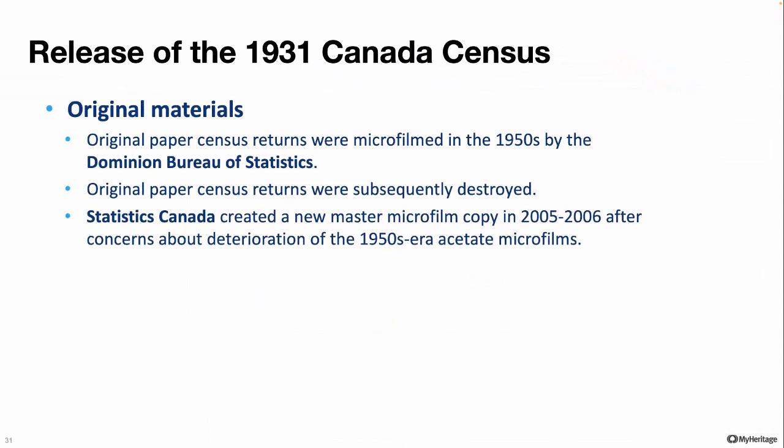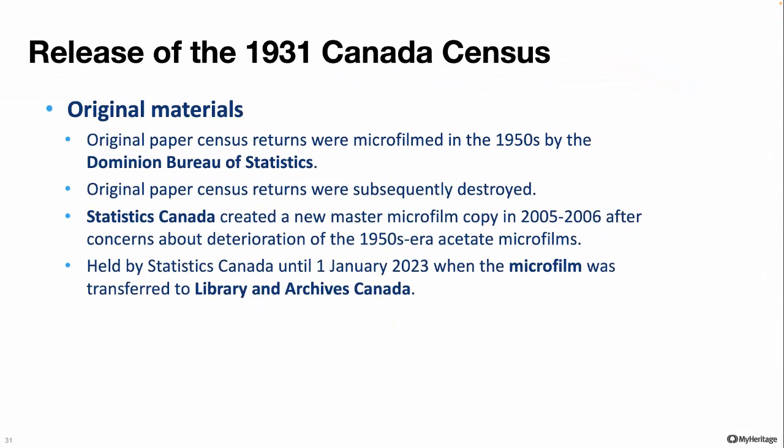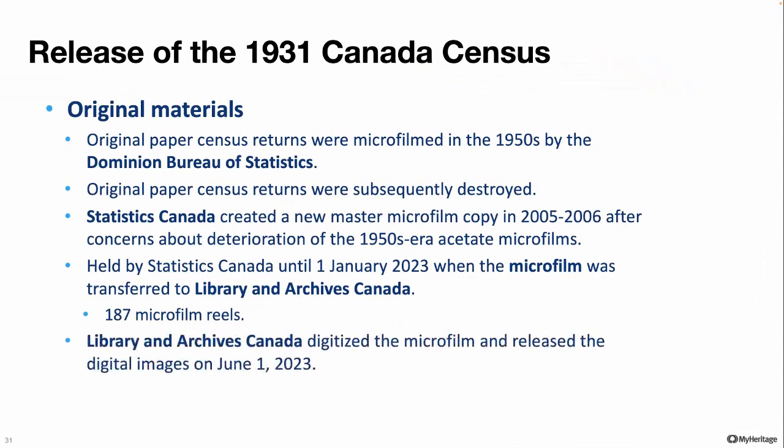And so thankfully, the Canadian archivists realized that this was a risk, and maybe they had indication this was starting to happen. And so they did make a new master microfilm copy. That copy was held by Statistics Canada until January of this year, when the microfilm was transferred to Library and Archives Canada. There were 187 rolls of microfilm, and Library and Archives Canada digitized the microfilm between when they received it there in January and June 1st.